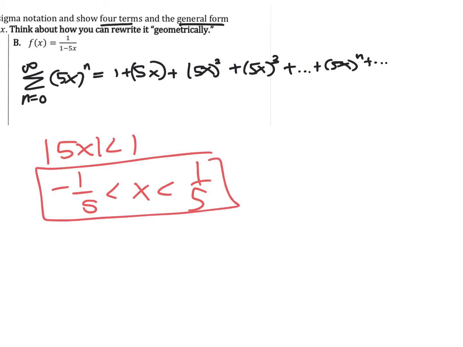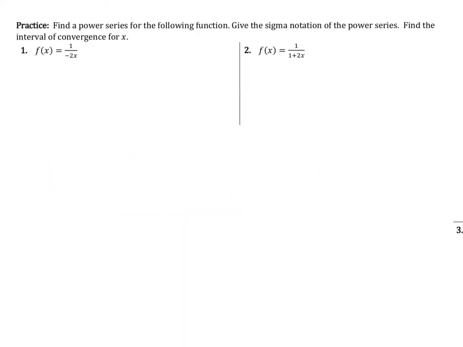So what we can say is this infinite series is equal to this function on the interval from negative 1/5 to positive 1/5. As soon as we go further away, these two things are no longer equal. But as long as we're staying within the bounds of this interval of convergence, these two things are equal. This series is equal to this function. Okay, let's look at some more practice problems.